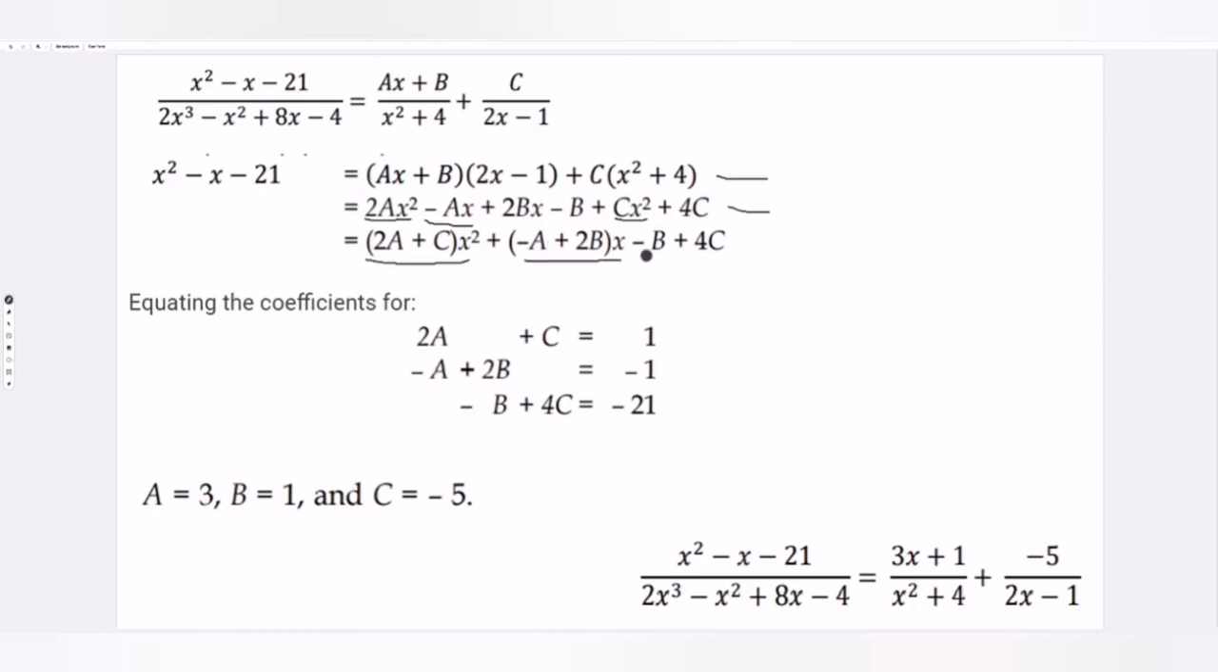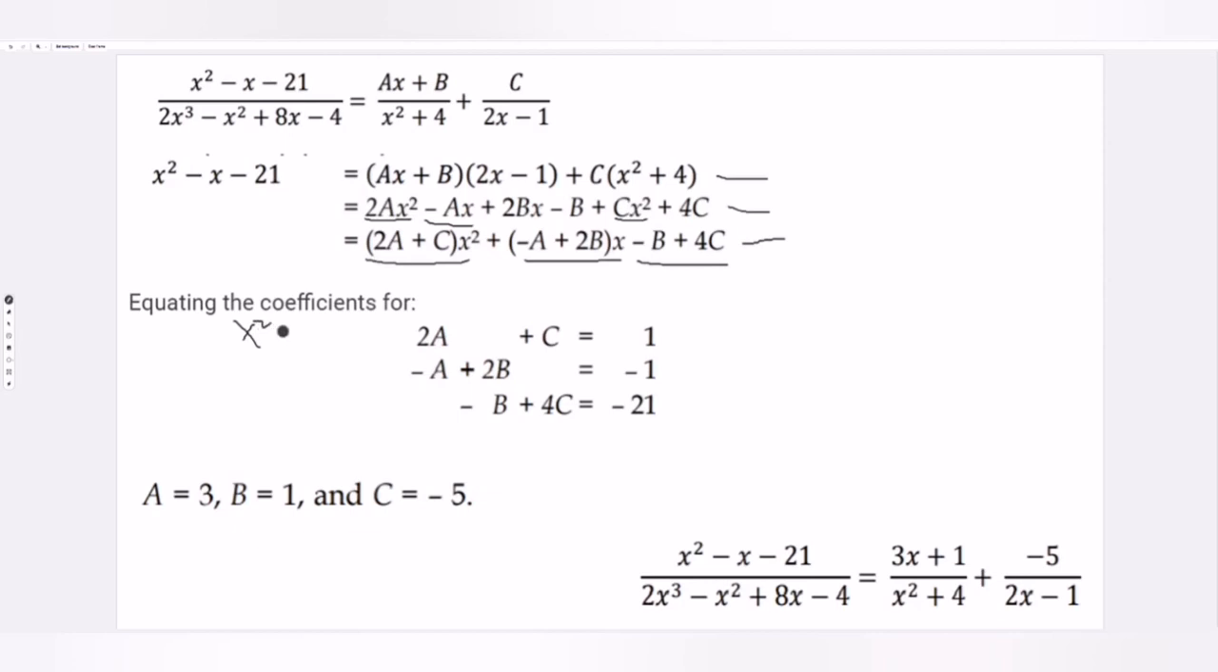In terms of the constant, we have negative b plus c. So this is already our constant. After that, once you arrive at the groups for the coefficients of each term, we now need to equate the coefficients. The first one is for the highest degree, which is x squared.